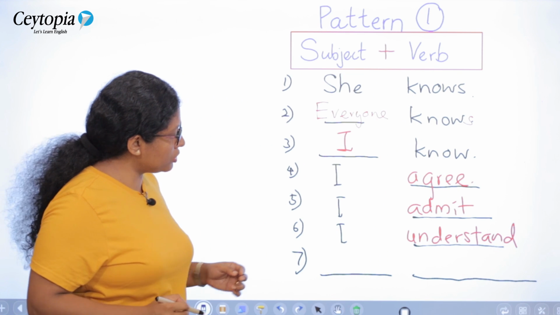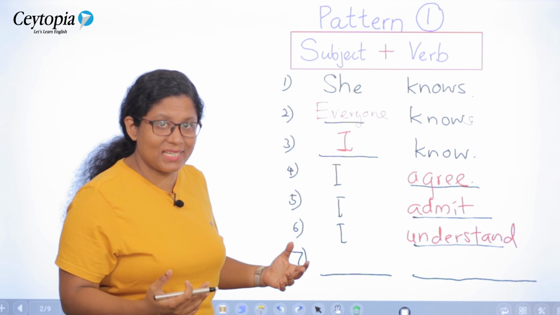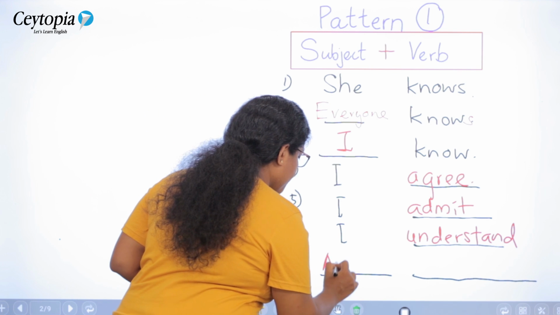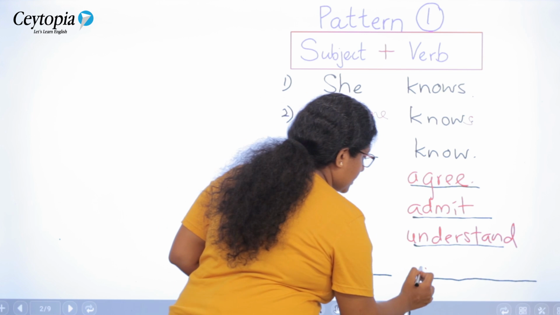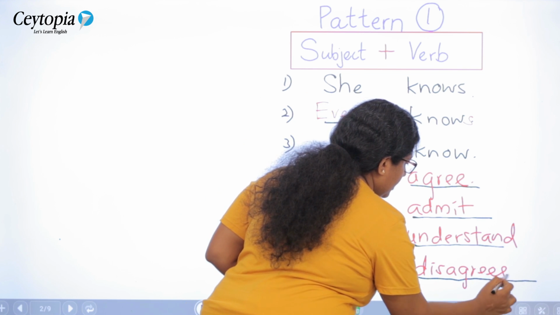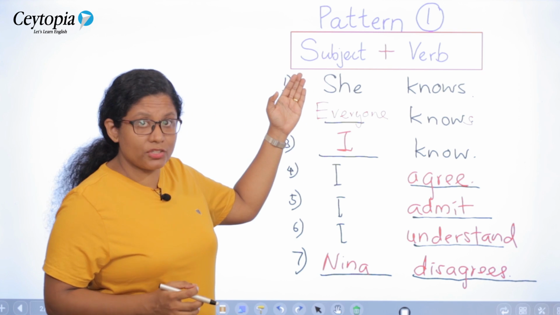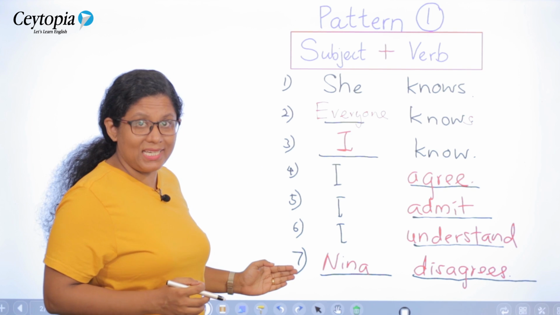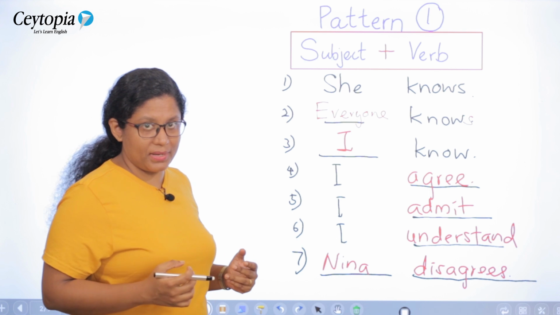Let's use 2 different words to develop a completely new sentence. Yes, let's use a name. Nina. Let's say Nina disagrees. Now, in these examples, you can see we used the same structure to develop completely different 7 sentences. Let's move on to the next few examples.